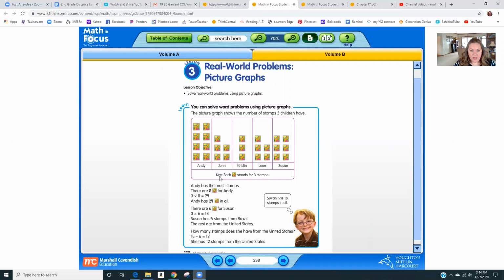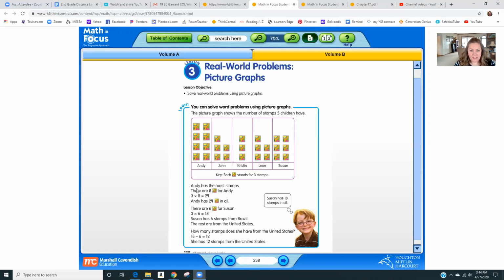So the next thing we always check for is the key. What are we looking at? What do these symbols represent? So this says each, this looks like a little stamp, stands for 3 stamps. So each picture of a stamp stands for 3 stamps. So we have a ratio or a scale of 1 to 3.